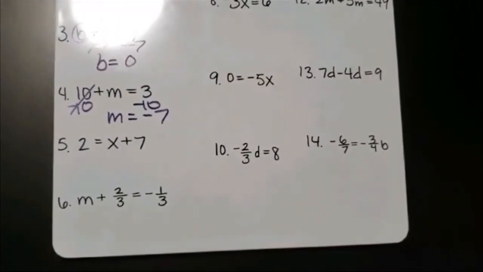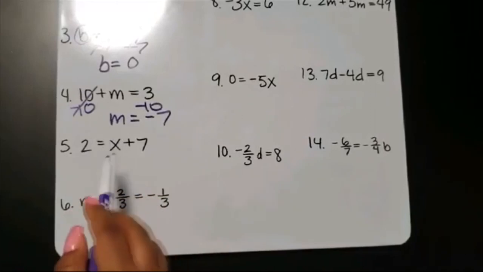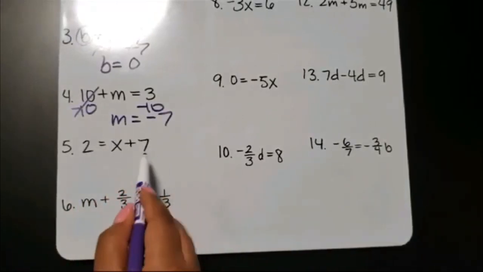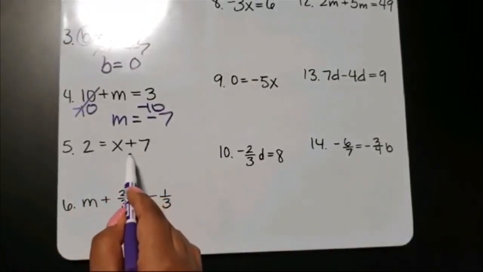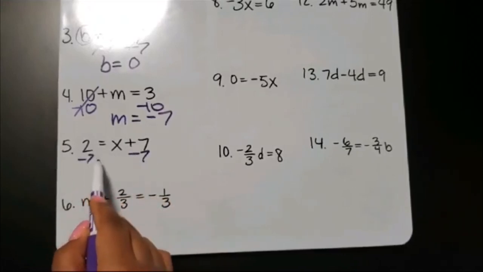All right, let's look at number 5. We got 2 equals x plus 7. So that means that we need to subtract 7.